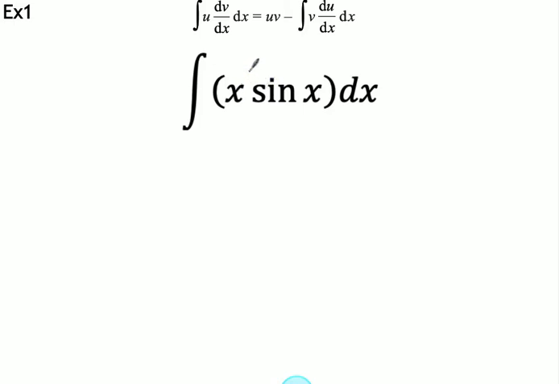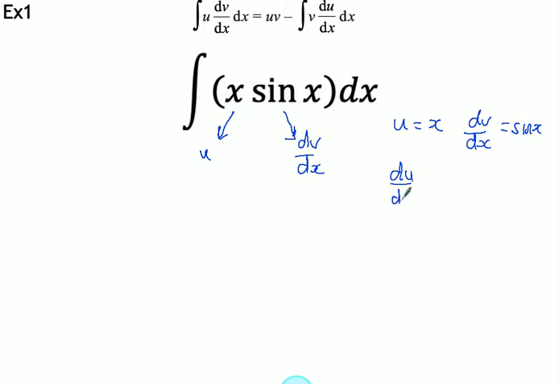Okay. So, which of these can we differentiate? Both. Which of these can we integrate? Both. But which one becomes more simple when we differentiate? That would be x. So that is going to be our u, and this is going to become our dv by dx. So let's write those down. So du by dx is 1, and v is negative cosine x.